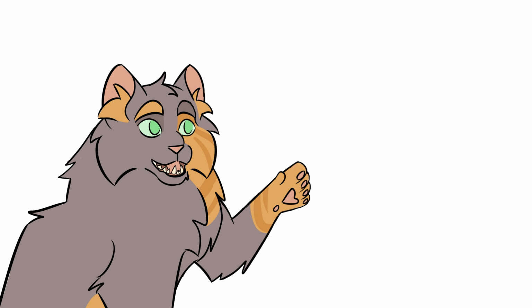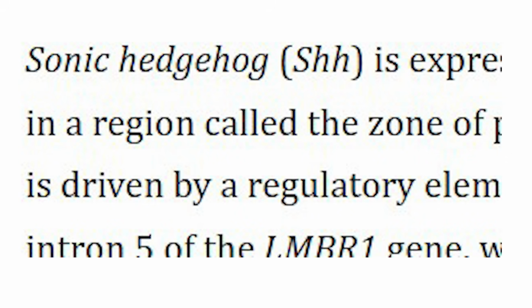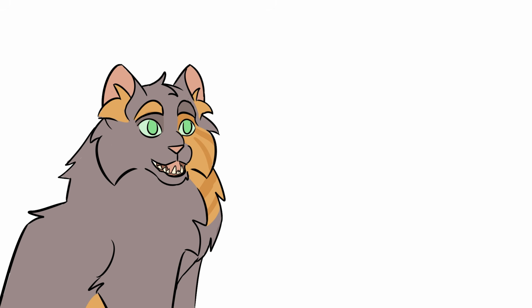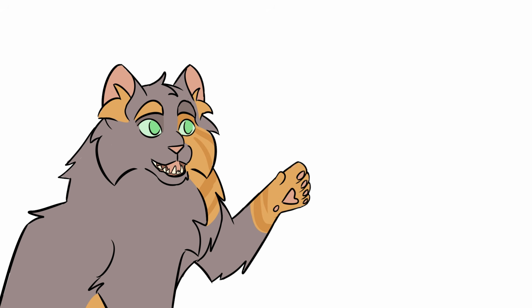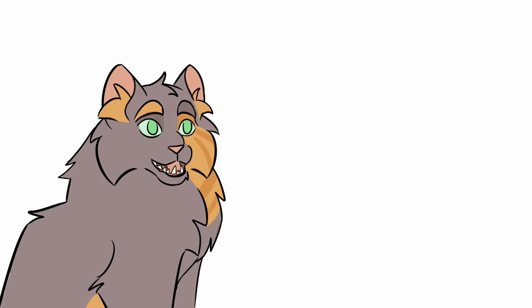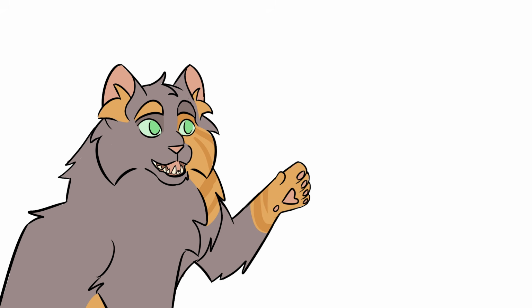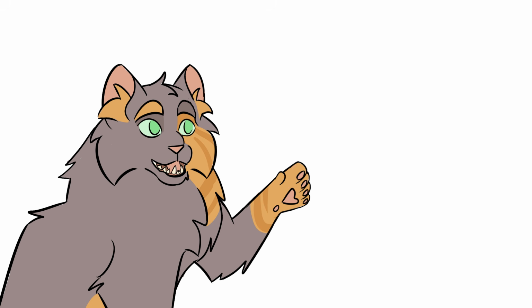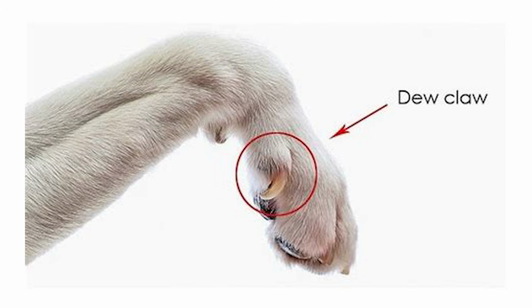A mutation makes an important signaling molecule called Sonic Hedgehog express weirdly. There's a zone of the foot during development referred to as the zone of polarizing activity, or ZPA for short, and normally, Sonic Hedgehog expresses there. This mutation makes Sonic Hedgehog also express in the interior limb bud as well, resulting in an extra toe, developing in the form of a dew claw.